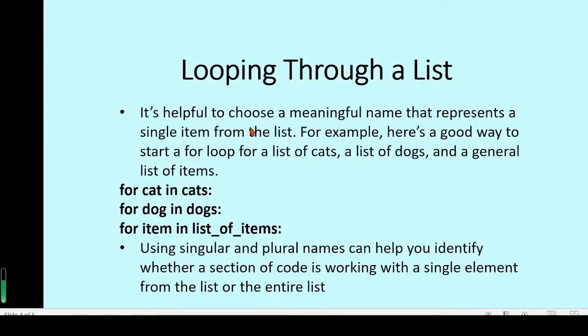It is helpful to choose a meaningful name that represents a single item from the list. For example, here is a good way to start a for loop for a list of cats, a list of dogs, and a general list of items. We can write, for example, for cat in cats, for dog in dogs, or for item in list_of_items. Using singular and plural names can help you identify whether a section of code is working with a single element from the list or an entire list.